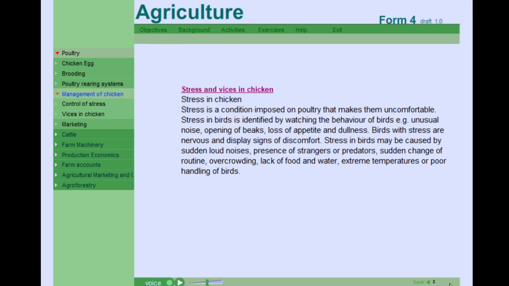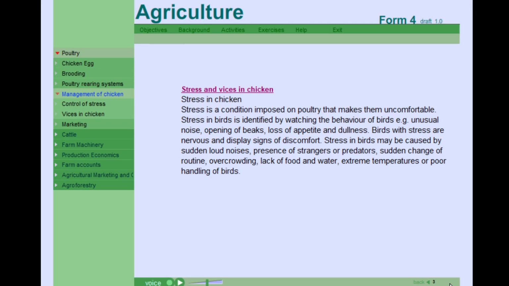Stress and vices in chicken. Stress in chicken. Stress is a condition imposed on poultry that makes them uncomfortable. Stress in birds is identified by watching the behavior of birds, for example, unusual noise, opening of beaks, loss of appetite, and dullness. Birds with stress are nervous and display signs of discomfort.